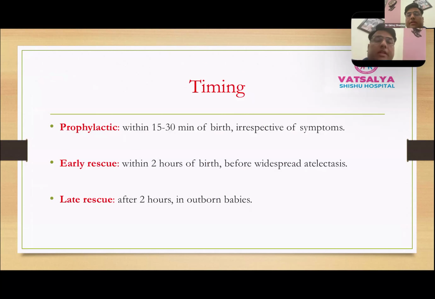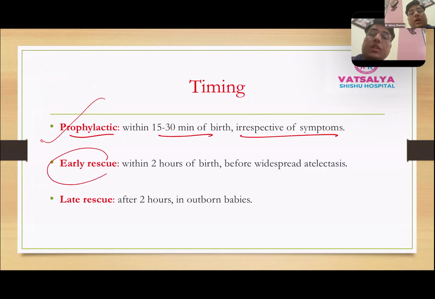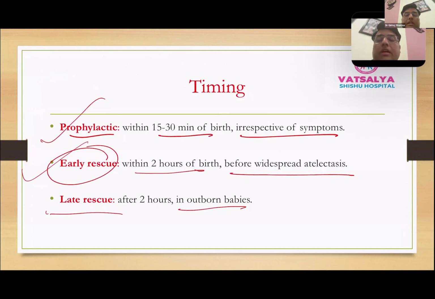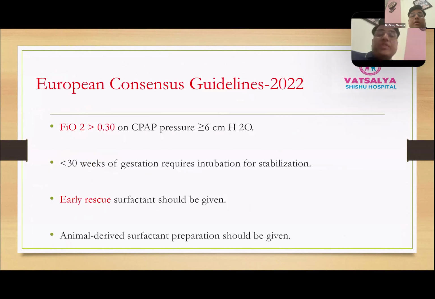Coming to timing, we discussed this in the last lecture also, so we'll discuss briefly. Prophylactic surfactant, if you give it before developing symptoms, is not recommended nowadays. Early rescue surfactant is given within 2 hours after developing respiratory distress, and this is the recommended one. Late rescue we can give in outborn babies, but early rescue is recommended.